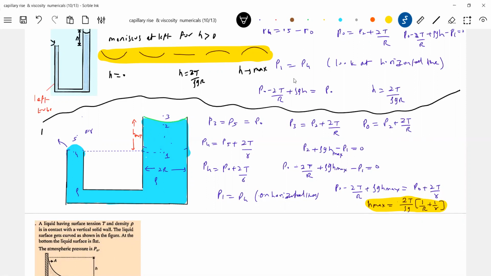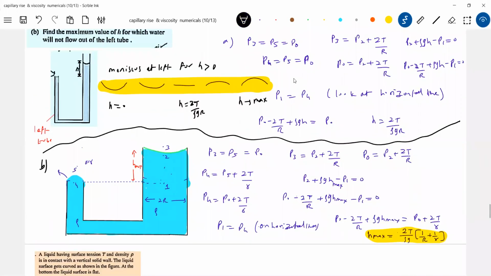Okay, now this is very important, the meniscus. Here is water, and here it will be air.